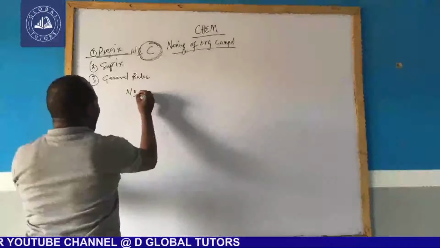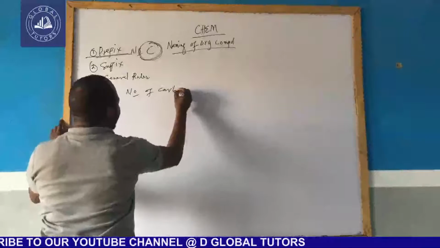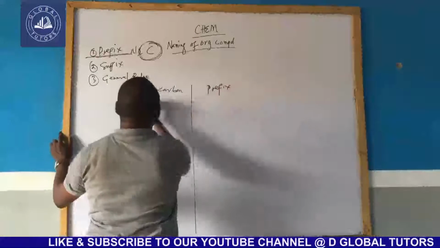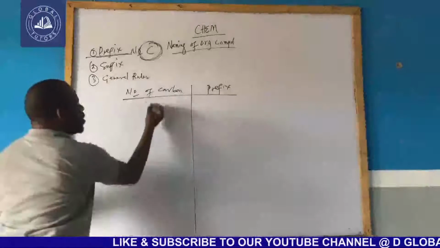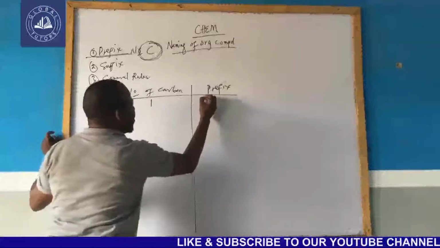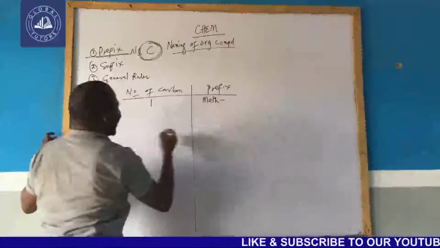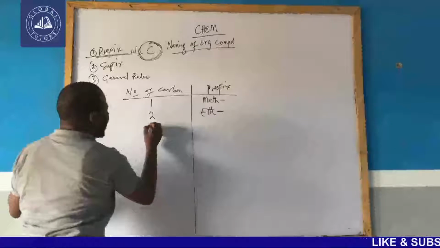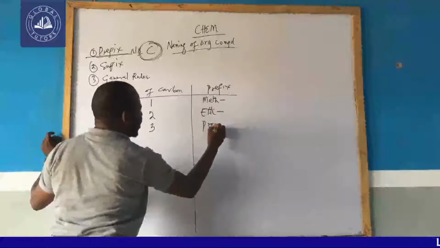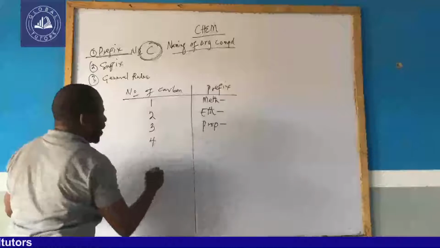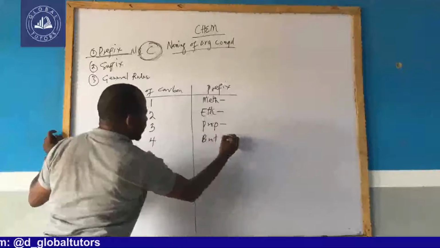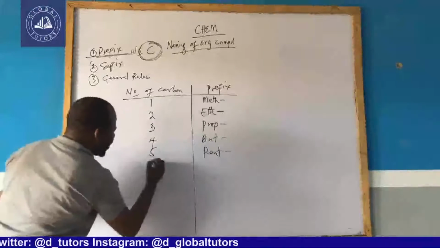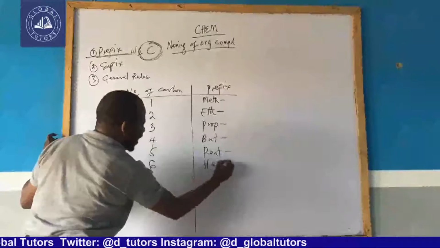Let's have number of carbon and let's have prefix. Now, if the number of carbon is 1, you use the prefix meth. If the number of carbon is 2, you use the prefix eth. If the number of carbon is 3, you use the prefix prop. If the number of carbon is 4, you use the prefix but. If the number of carbon is 5, you use the prefix pent. If the number of carbon is 6, you use the prefix hex.